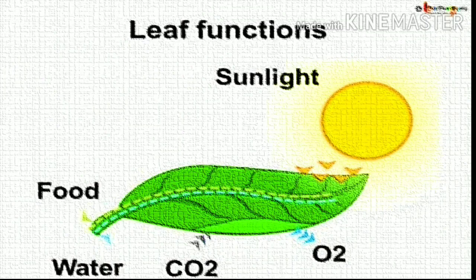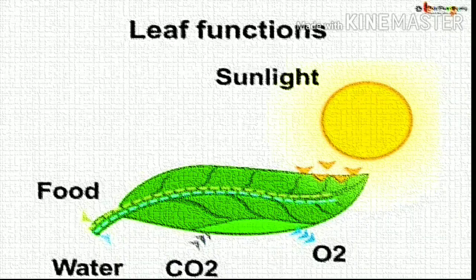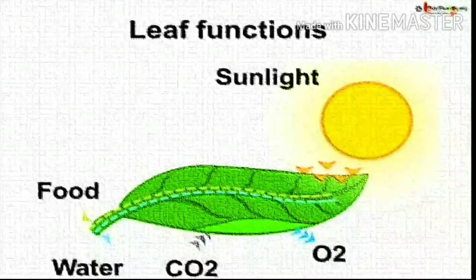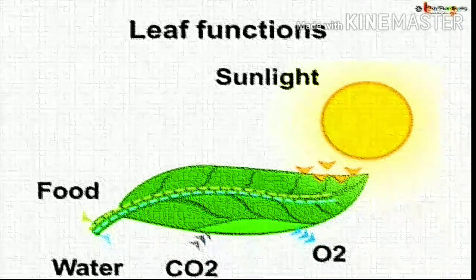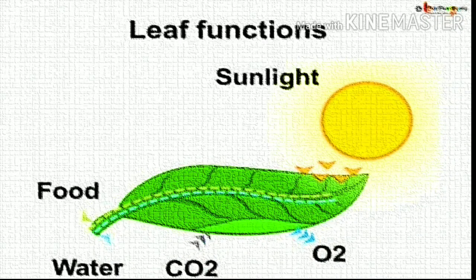Yes. You see here in this picture, leaf functions. What is the function of the leaf? Chlorophyll is present on the leaf and chlorophyll helps to trap the sun energy, and here the process of photosynthesis is going on. Plants make their food in the presence of sunlight, carbon dioxide and water, and then they give out oxygen gas and prepare their food.